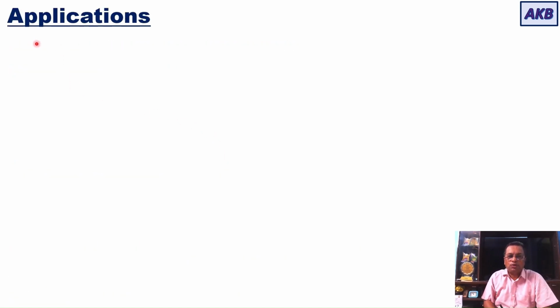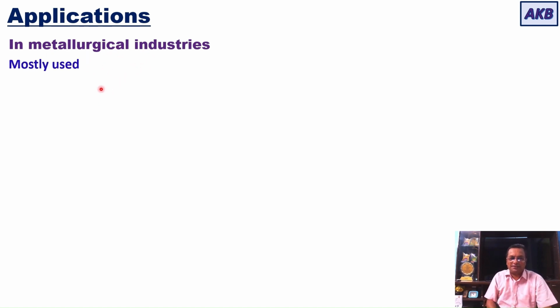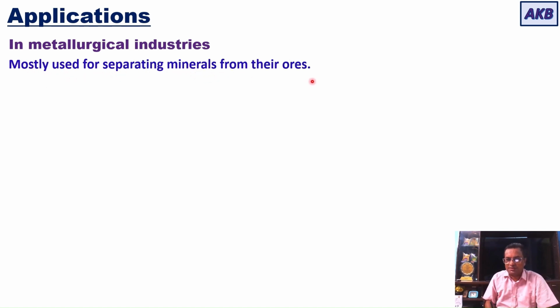Okay, now let us know a few applications of leaching. First, we will know the applications in metallurgical industries. These are the industries which mostly use leaching. The most, or large scale, application of leaching is in metallurgical industries. It is mostly used for separating minerals from their ores.